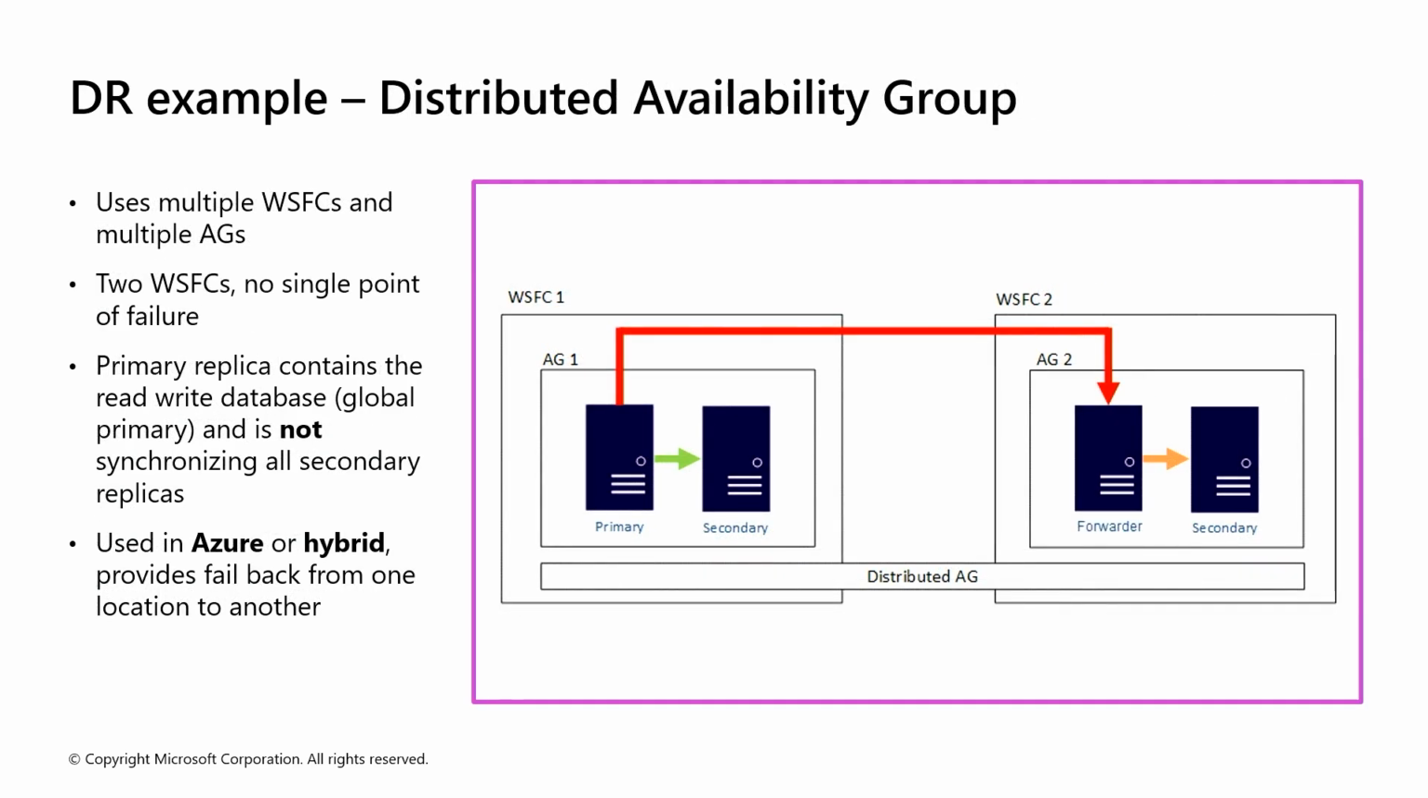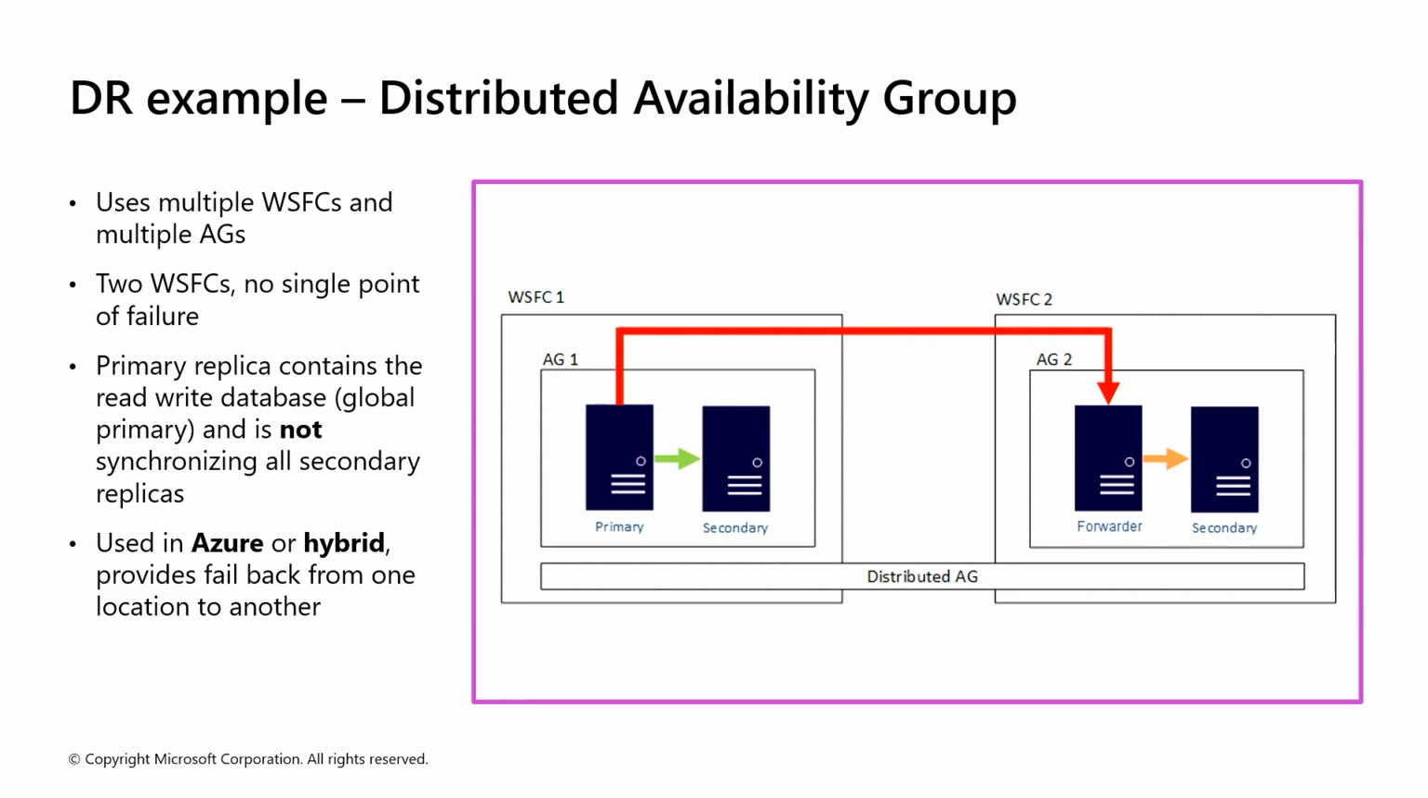An Enterprise Edition feature of SQL Server known as Distributed Availability Groups was first introduced in SQL Server 2016. Unlike traditional AGs that operate within a single Windows Server failover cluster, distributed AGs span multiple availability groups across different clusters. In this architecture, the global primary hosts the read-write database, while the primary of the second AG, called the forwarder, synchronizes its secondary replicas.